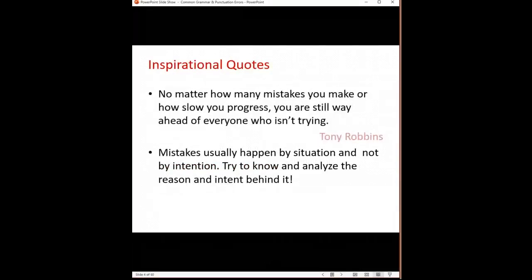Let's start our workshop with an inspirational quote. It says, no matter how many mistakes you make or how slow your progress, you are still way ahead of everyone who's not trying. So this is something inspiring for us: don't be afraid of our mistakes, because they happen. Mistakes usually happen by situation and not by intention. You do not intend to make mistakes, but they happen by situation. Try to know and analyze the reasons behind them. This is an effective way to observe your mistakes and why they happened.